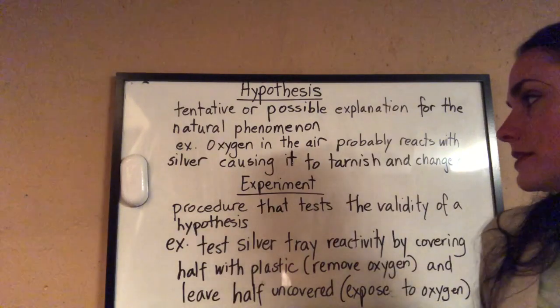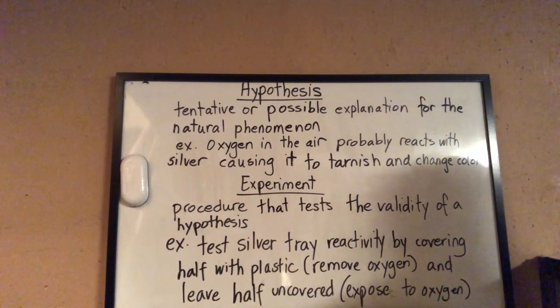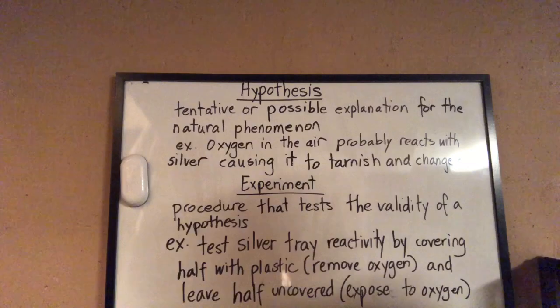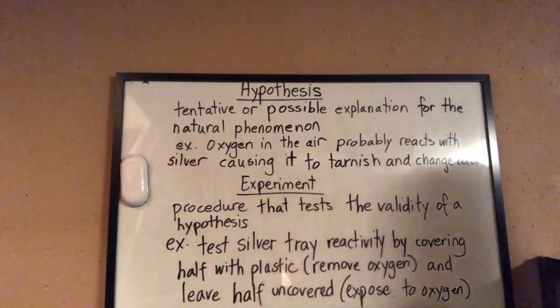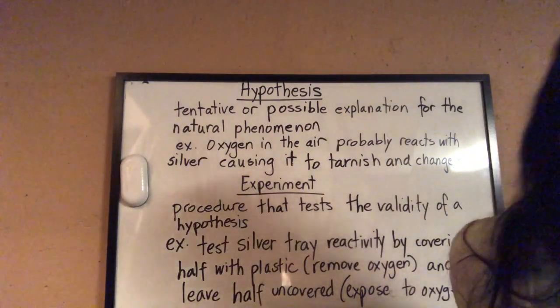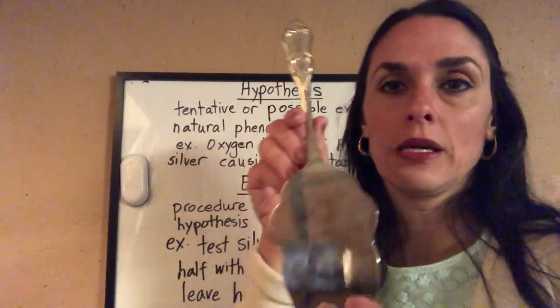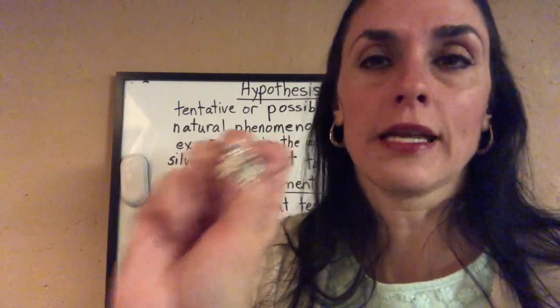To test the hypothesis, an experiment is carried out. An experiment is a procedure that tests the validity of a hypothesis. So to test this hypothesis, is it really the oxygen in the air? An experiment can be done with the silver tray: cover half of it with plastic to remove oxygen as best as possible, and leave the other half uncovered and exposed to oxygen. This was left unopened in the air, and that resulted. This ring is kept in a plastic bag, in a jewelry box, with less exposure to oxygen.